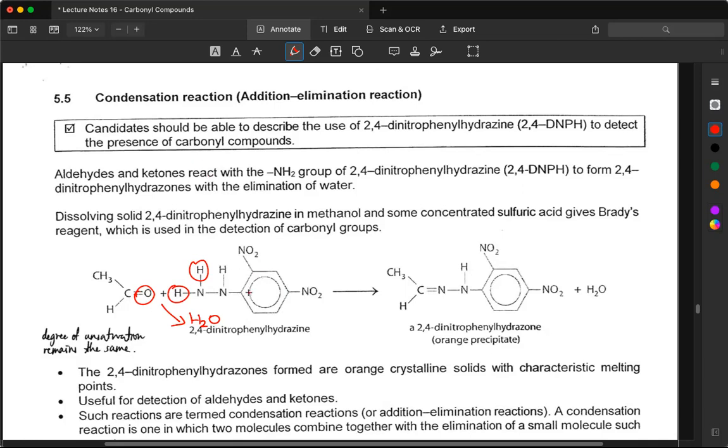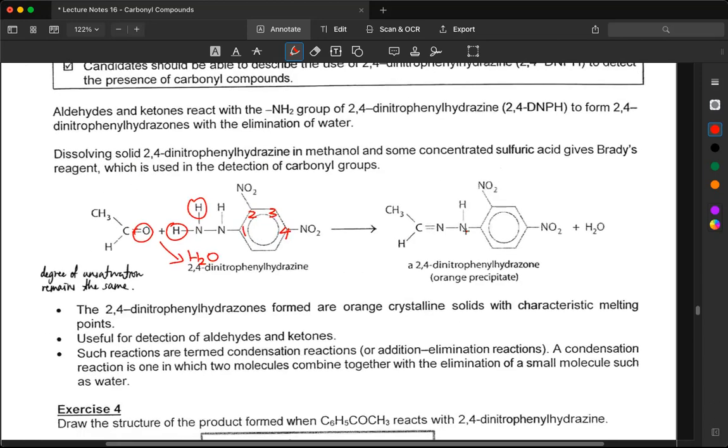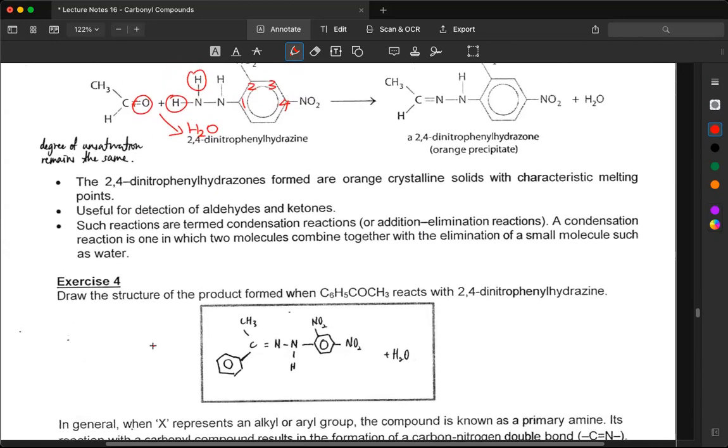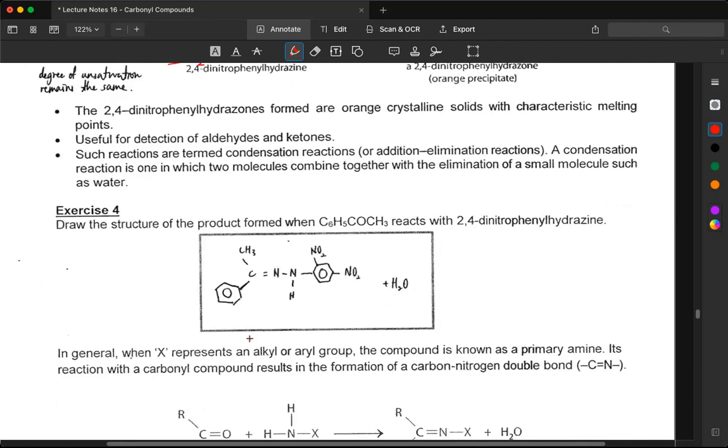So this is first phenyl dinitro. So first, second nitro is these two. Yeah, hydrazine. It's called hydrazine here. And the observation will be an orange precipitate or orange crystalline solid. Now, you need to know how to draw the product.